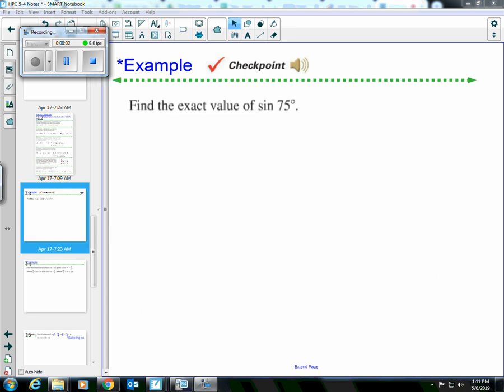Okay, everybody, this is section 5 for day 2. We're working with the sum and difference formulas. We're going to start with a couple warm-up questions just to get you thinking. So we're going to find the exact value of sine of 75.